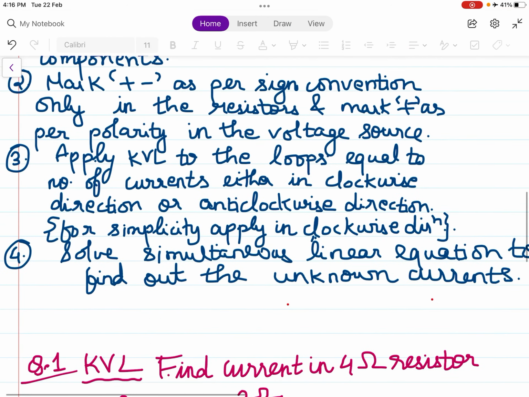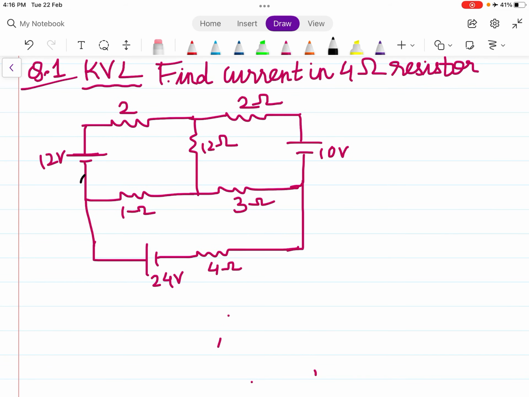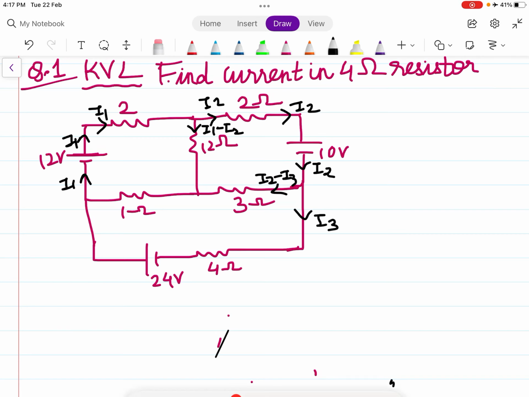So first step is assume the direction of current in all the components. Assuming the direction of current, this is I1, this is I1, this is also I1. Here I1 will split and form I1 minus I2. This is again I2, this is also I2, this will be I3. So this will become I2 minus I3. This will be I3, this will be I3, this will be I3.